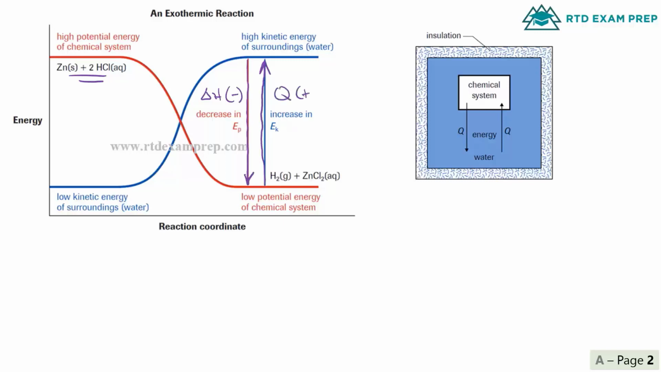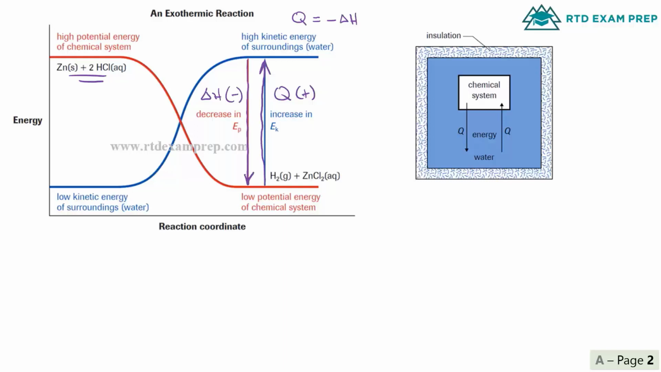Notice how for the kinetic energy of the surroundings, there is an increase in kinetic energy. And this increase is equal in magnitude to the delta H, but it goes in the opposite direction. Our Q here is positive. And so this goes with what I was saying before about how the Q for a particular surrounding is equal to the opposite sign version of that delta H for the reaction. So equal in magnitude, opposite in sign.